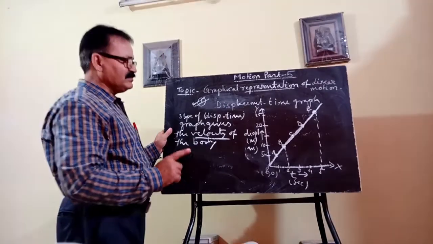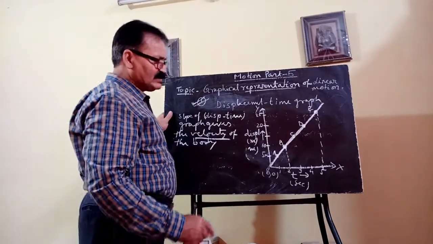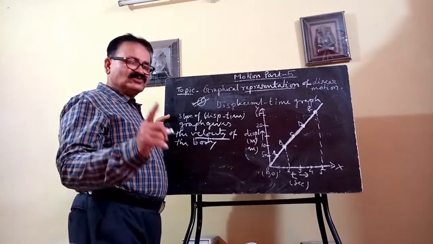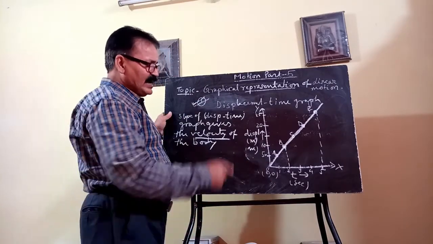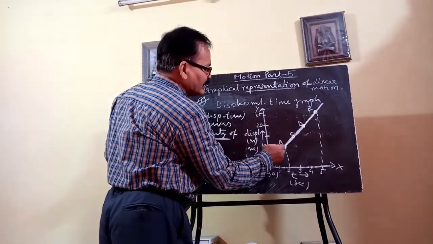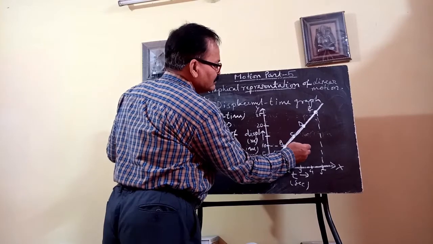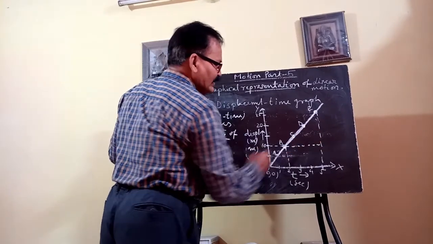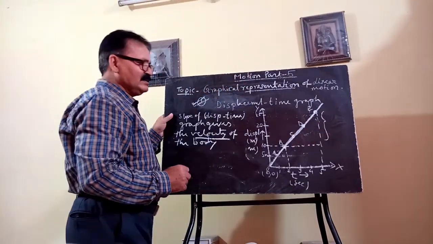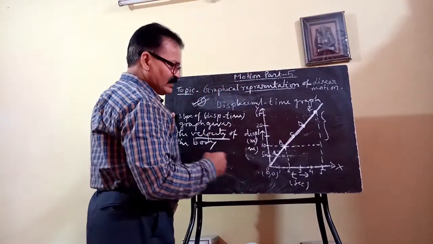So to find the velocity, we have to find out the slope. For finding the slope, we are taking 2 points on this graph and drawing the vertical line as well as the horizontal line, so that you can get the difference between your vertical line and the horizontal line.